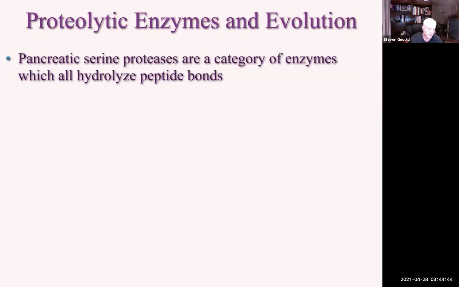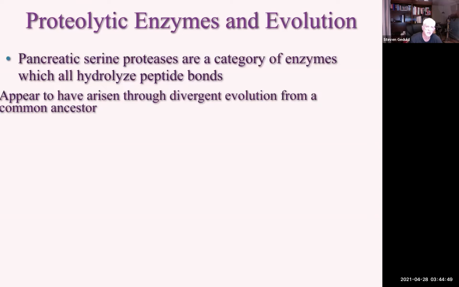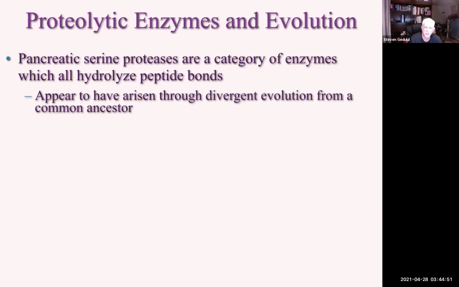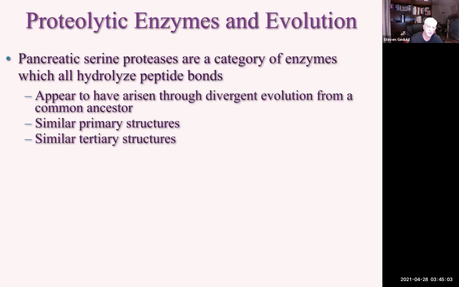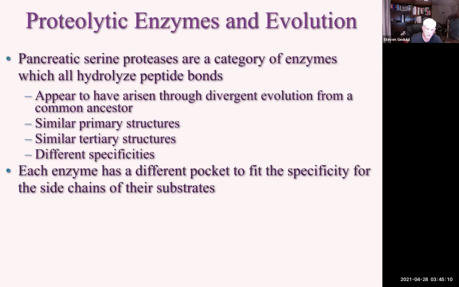So the pancreatic serine proteases are a category of enzymes that hydrolyze peptide bonds. They appear to have arisen through divergent evolution from a common ancestor. Our pancreas secretes these enzymes. They have similar primary structures and similar tertiary structures. They have different specificities as they bind to different substrates. Each enzyme has a different pocket to fit the specificity for the side chains of their substrates.